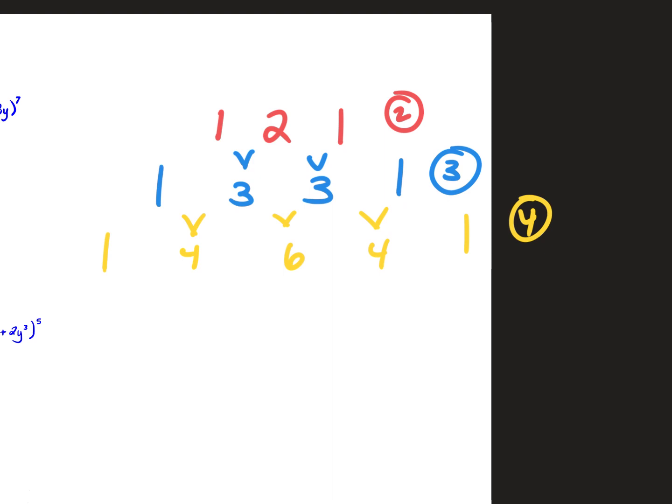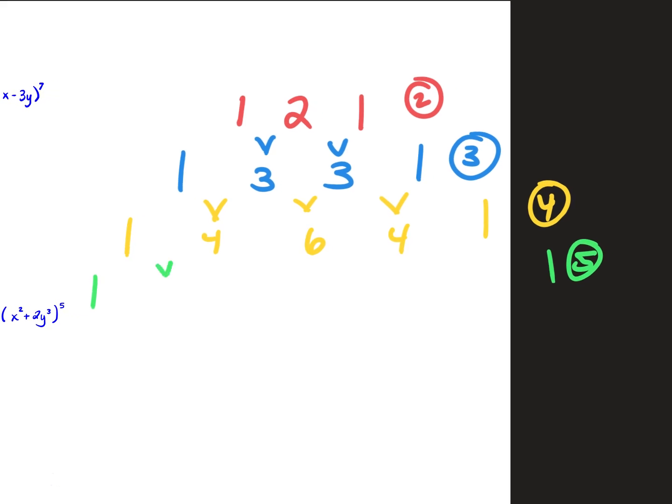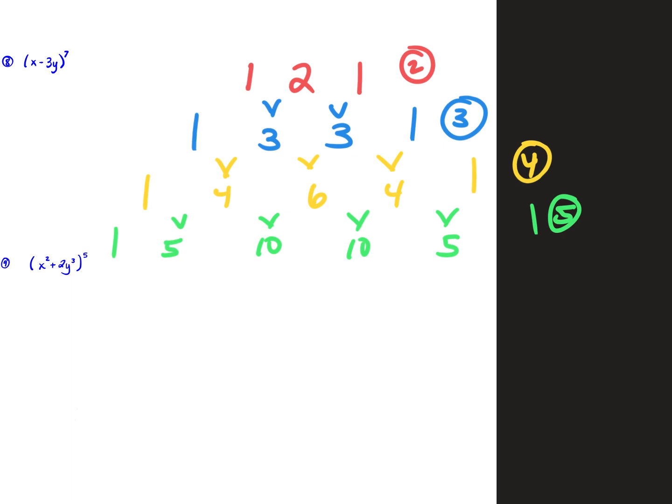Now we're going to build which row? The fifth row. What goes on the outsides? 1s, okay. 1 plus 4 is 5, 4 plus 6 is 10, 6 plus 4 is 10, 4 plus 1 is 5. Y'all see that? Did you guys realize that?